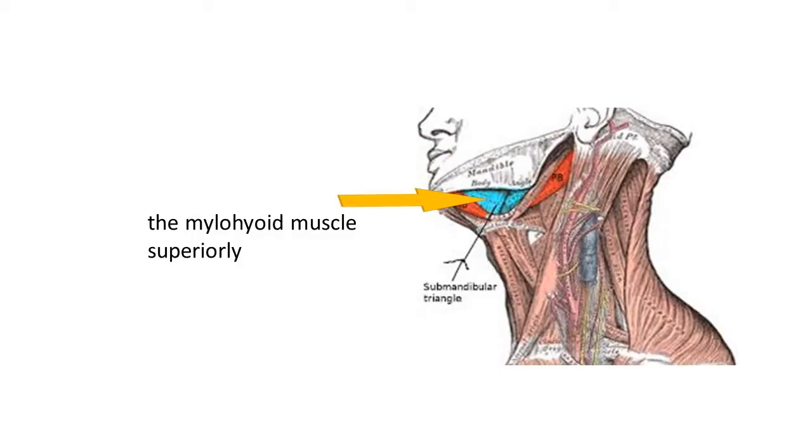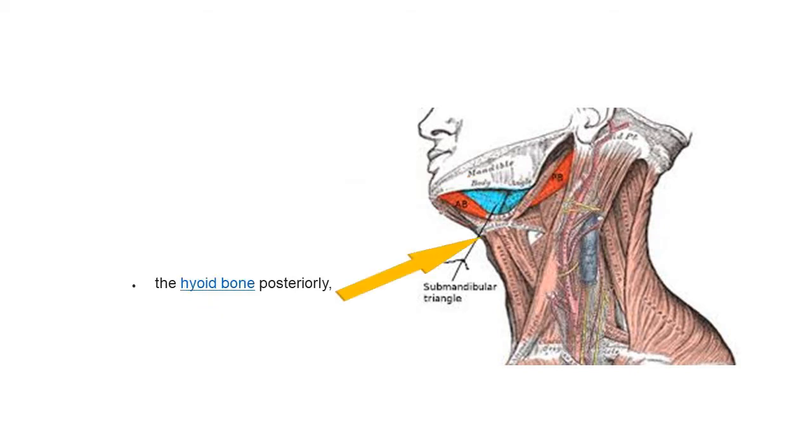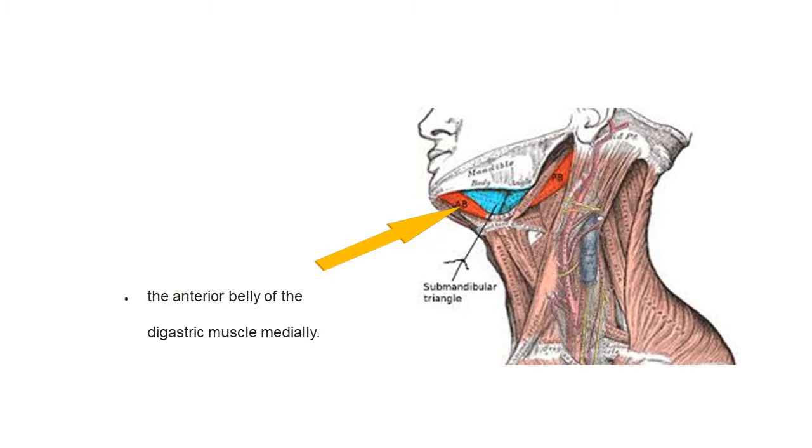Anatomic boundaries. The anatomic boundaries of each submandibular space are: the mylohyoid muscles superiorly, the skin, superficial fascia, platysma muscle and superficial layer of the deep cervical fascia inferiorly and laterally, the medial surface of the mandible anteriorly and laterally, the hyoid bone posteriorly, the anterior belly of the digastric muscle medially.